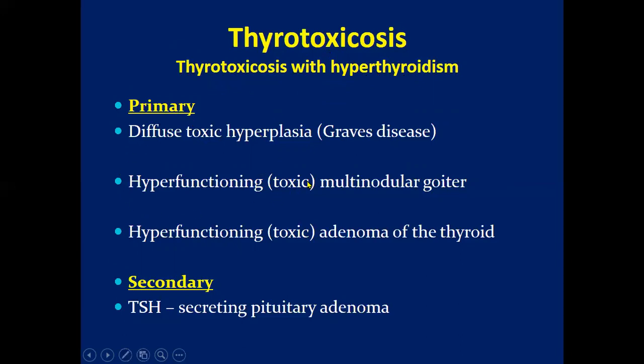The three most common causes of thyrotoxicosis are also associated with hyperfunctioning of the thyroid gland and include the following: diffuse toxic hyperplasia, which is Graves' disease, diffuse hyperplasia of the thyroid associated with Graves' disease. Secondly, hyperfunctioning multinodular goiter, which is another common condition which you have to differentiate from this one. And then hyperfunctioning toxic adenoma of the thyroid. Then there may be secondary causes like a pituitary adenoma, which is secreting too much TSH and leading to hyperthyroidism by the production of T3, T4.